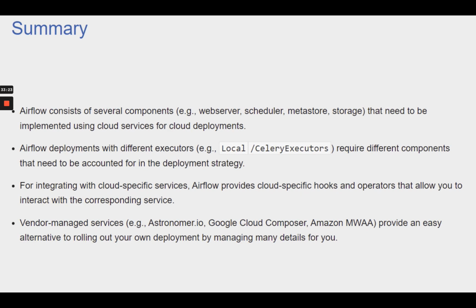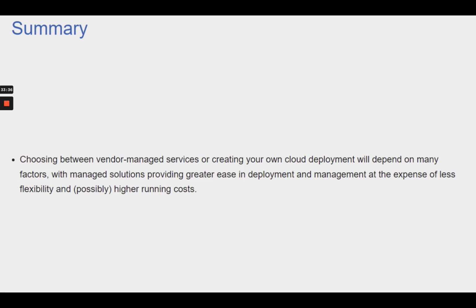Vendor-managed services, for example, Astronomer.io, Google Cloud Composer, Amazon MWAA, provide an easy alternative to rolling out your own deployment by managing many details for you. Choosing between vendor-managed services or creating your own cloud deployment will depend on many factors, with managed solutions providing greater ease in deployment and management at the expense of less flexibility and possibly higher running costs.